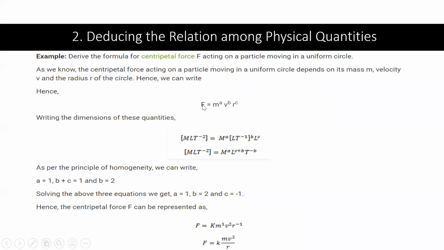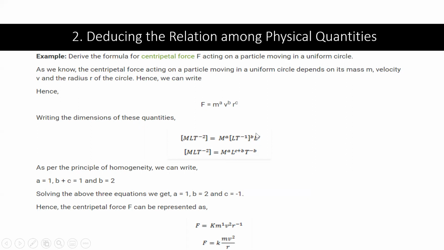So let us write the dimensions on both sides of this equation. Force, you know, it is m L t raised to minus 2. Mass, m, so m raised to a. Velocity, v, is L t raised to minus 1 raised to b. And r is radius, so it's a kind of length, L raised to c. Now let us expand this side of the equation. This side we have written as such. Then m raised to a, b goes into the bracket. So L raised to b and then L raised to c is there, right?